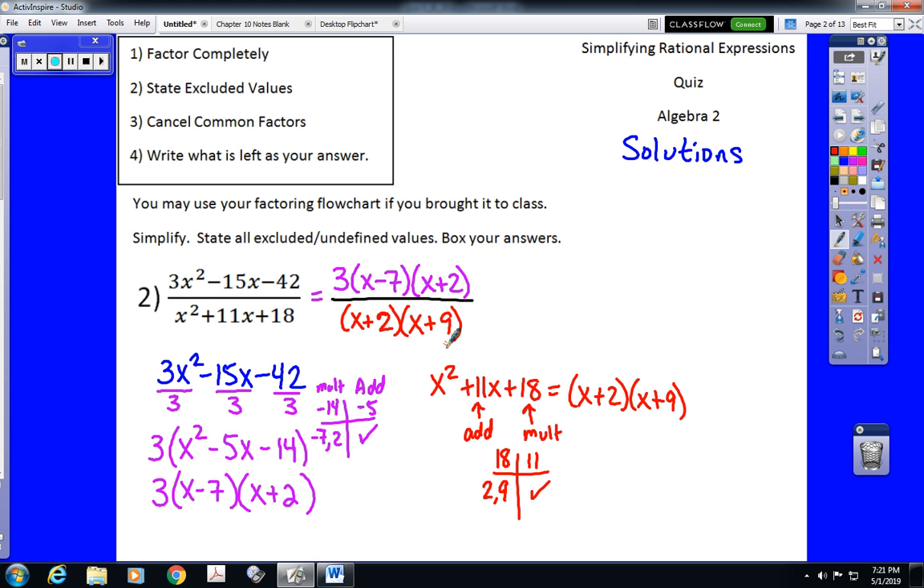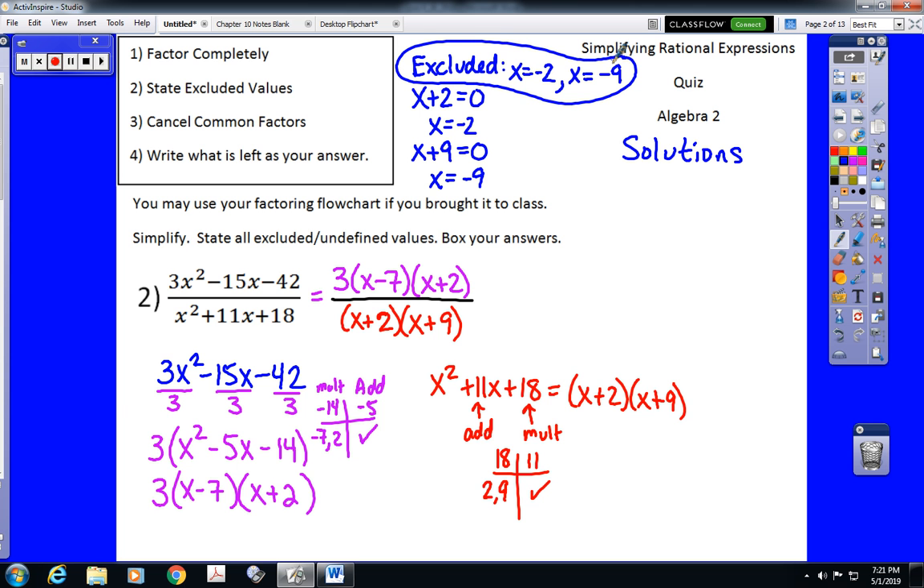Now once again, our next step is to state the excluded values. When we are stating excluded values, we are taking the bottom of the fraction, setting each factor equal to 0, and solving. So here we would subtract 2. So our first excluded value would be x equals negative 2. Then we would set x plus 9 equal to 0, subtract 9. We would get x equals negative 9 for our second excluded value. That is again because either one of those values would cause division by 0.